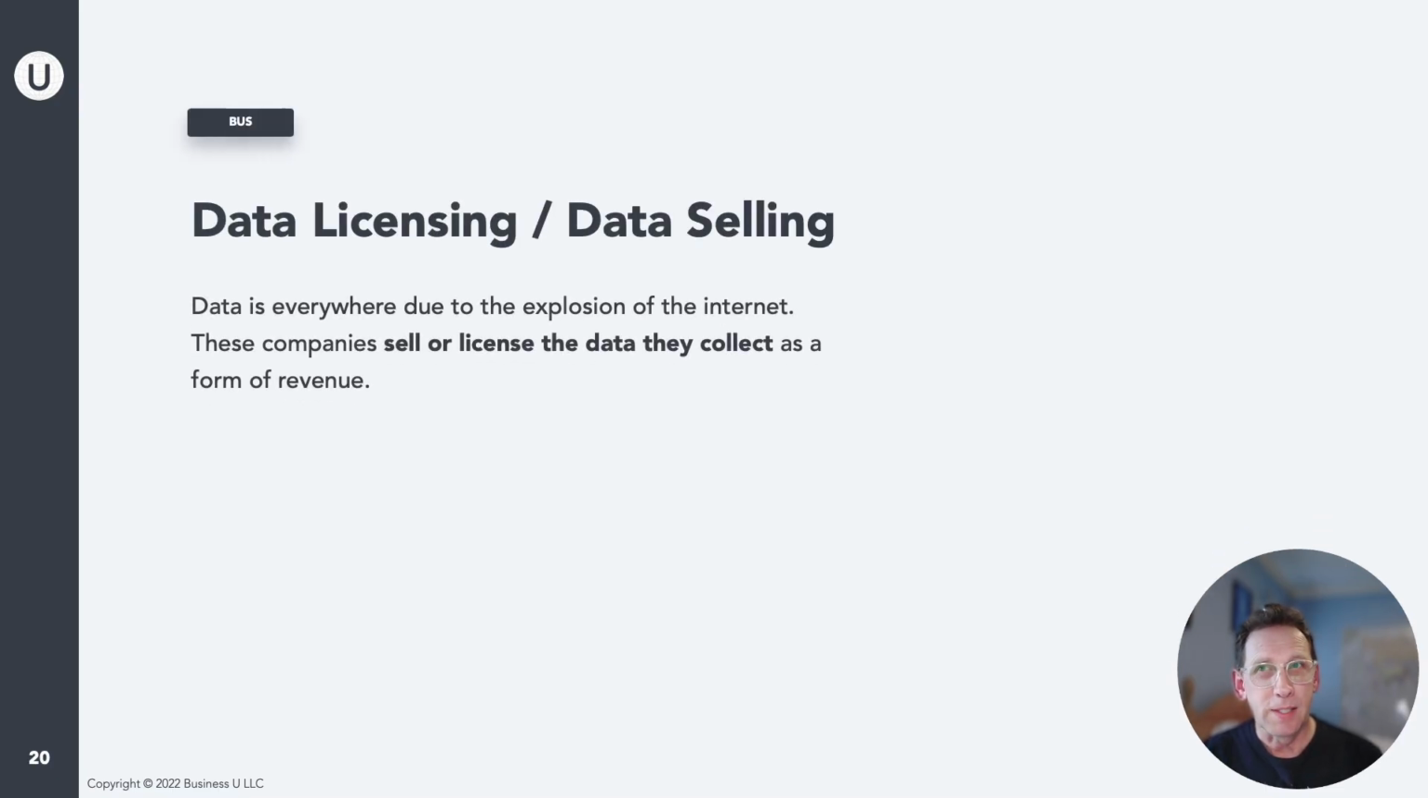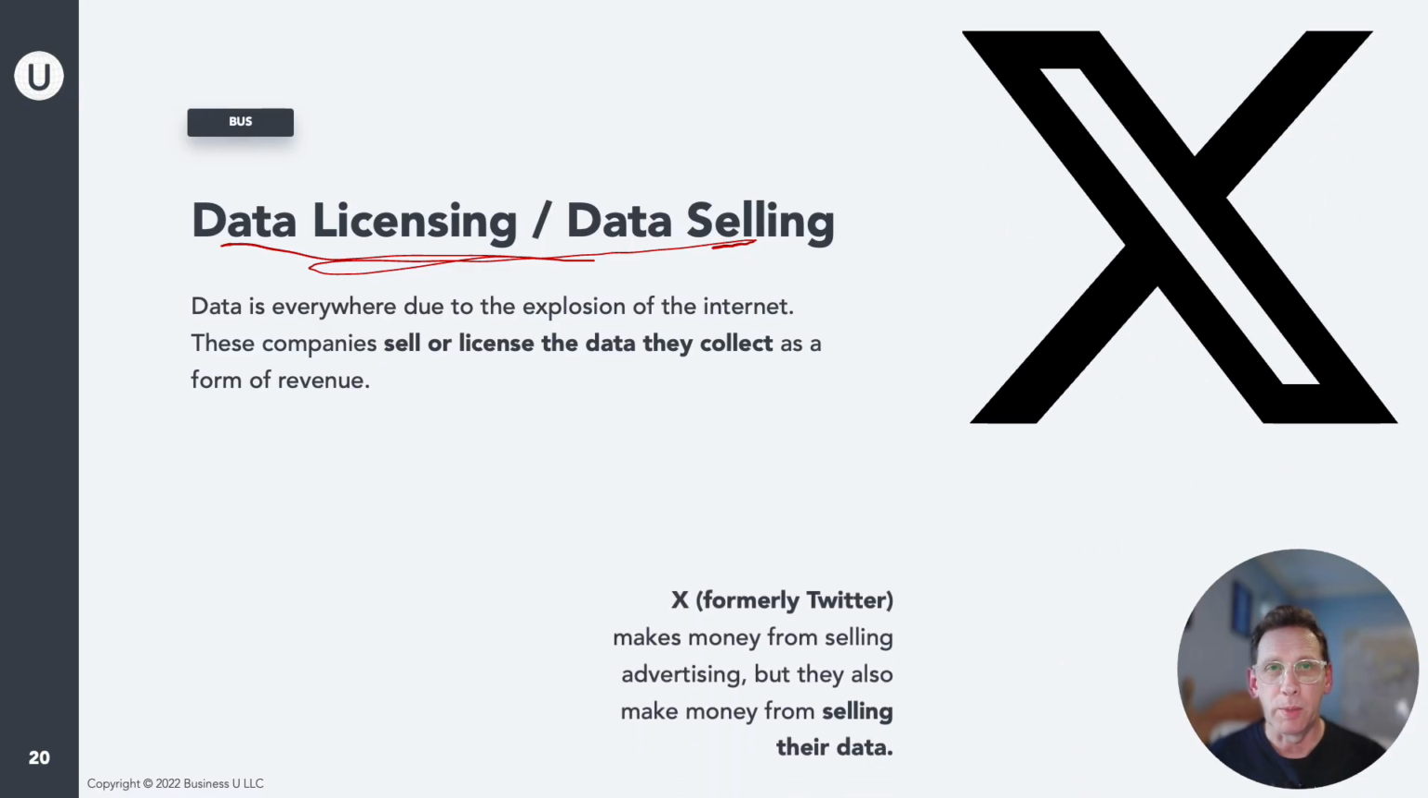And typically what happens then too is they will have data licensing or data selling. This is another type of business model. Because of the explosion of the internet, data is everywhere. And these types of companies sell or license the data they collect as a form of revenue. Now, X, which is formerly known as Twitter, makes its money from selling advertising, but they also make money from selling the data that they get from customers, from consumers.